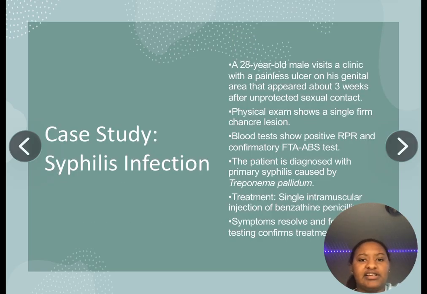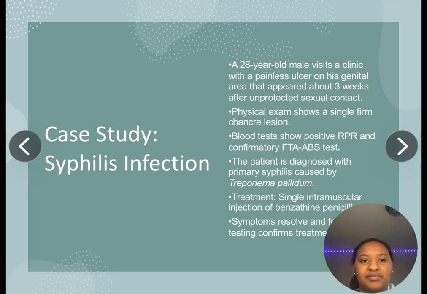In this case study, a 28-year-old male comes to the clinic with a painless genital ulcer about 3 weeks after having unprotected sex. This case study indicates primary syphilis. Blood tests, including RPR and FTA-ABS, confirm the diagnosis. He is treated with a single intramuscular injection of benzathine penicillin G, and his symptoms resolved with follow-up tests confirming the successful treatment.